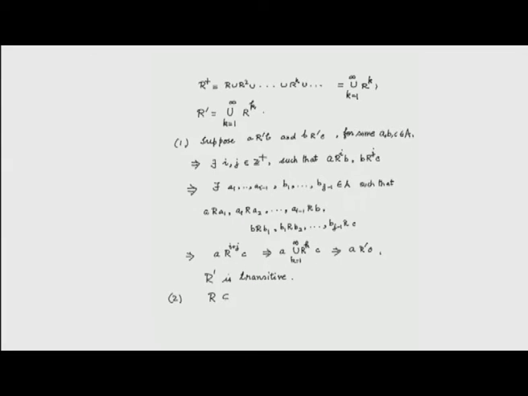The second point that we have to prove is somewhat easy, because we have to prove that R is a subset of R prime, and that is true because after all R prime is union of R and other powers of R. Therefore, it is easy to check that R is a subset of R prime. So, I will write here that it is easy to check.